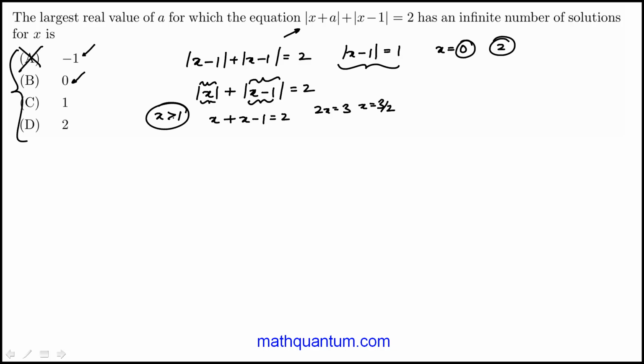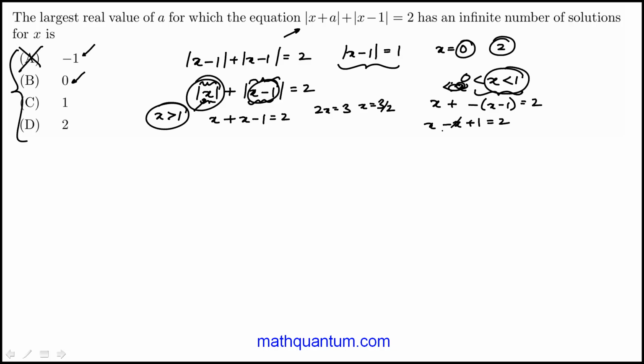Now next we have to consider x between 0 and 1. Actually, we just look at x less than 1 and greater than 0. In that case, the quantity here is positive, so that just becomes x. And x minus 1 would be negative in this range. So we have to take minus of x minus 1. And that becomes minus x plus 1. And you'll see this isn't true. So no solution in this region.